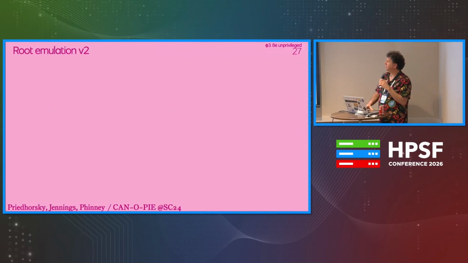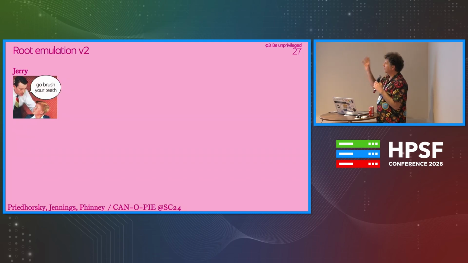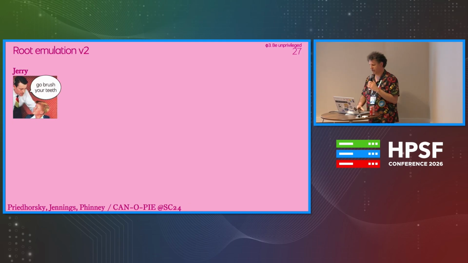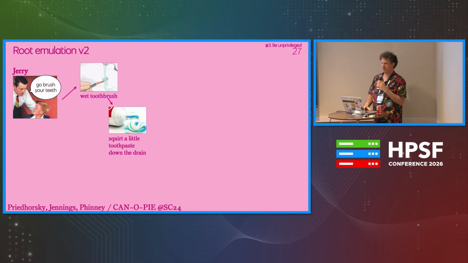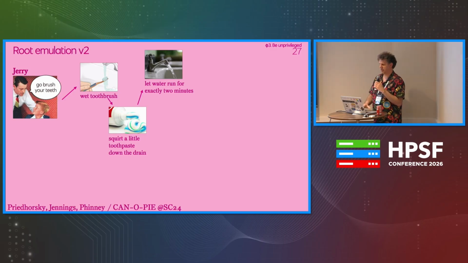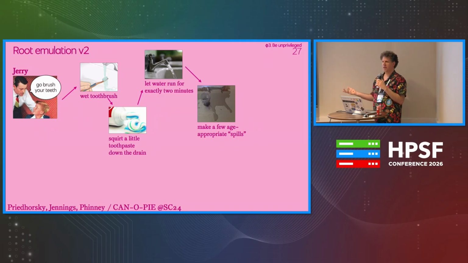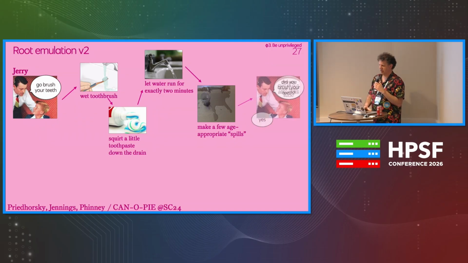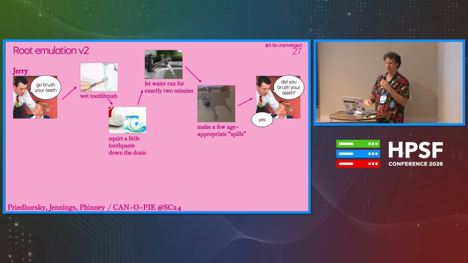Root emulation. Okay, so this is a fun story, right? Anyone in the room have children other than me? Gee, all right. They're a hoot. Anyway, so let's talk about Jerry. Jerry, go brush your teeth. He wets his toothbrush. He squirts a little toothpaste down the drain. He lets the water run for exactly 2 minutes. Maybe some of you at least have nieces or nephews, but the children are terrible. He might even make a few age-appropriate spills on purpose, right? And then you go back to Jerry and you're like, did you brush the teeth? Sure, yeah. And if you check up on him, you will see evidence of teeth brushing, right?